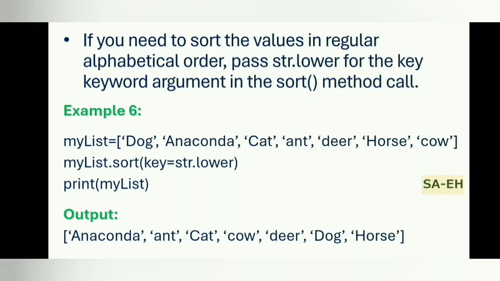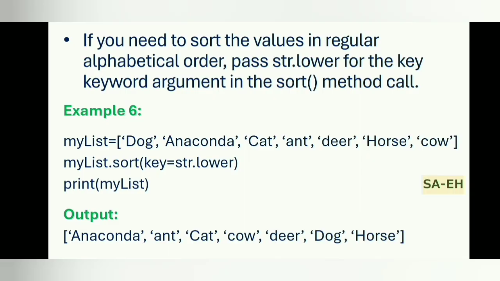Example 6. In this example, we used the key keyword argument in the sort method call. In this example, the first thing I did was create a new list with the 7 string values dog, anaconda, cat, ant, deer, horse and cow and assign it to the variable myList. In the next statement, I call the list.sort method. Here we passed str.lower for the key keyword argument in the sort method call.